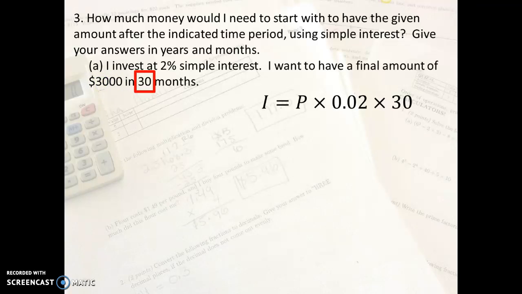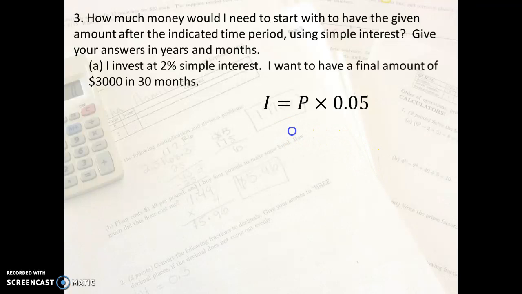So I put, wait a minute, I got a trick on you. That's 30 months. There's 12 months in a year, so we need to divide this by 12. Take out your calculator. You can do this calculation, even though there's some letters here. You can do 0.02 times 30, divide by 12, and you get 0.05. Okay, well, we still got all these letters here. What's going on? How are we going to approach this?